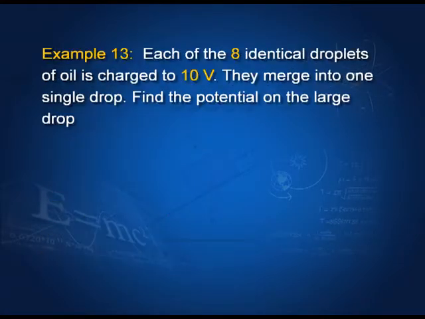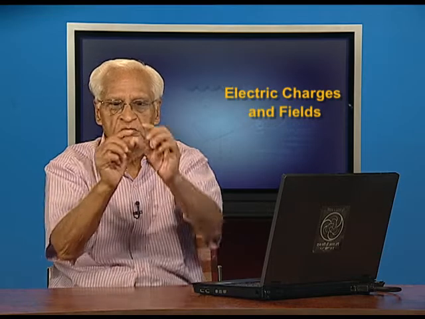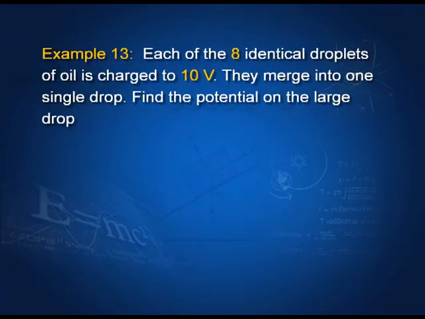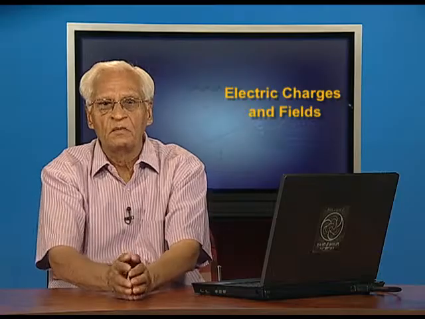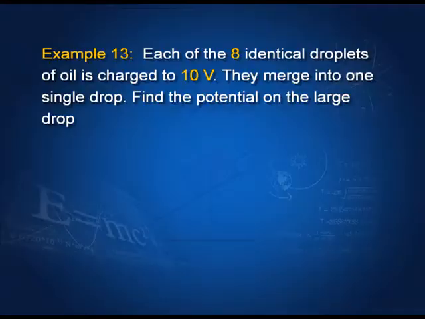Now, we have another variation. Each of the 8 identical droplets of oil is charged to 10 volts. They merge into one single drop. Find the potential on the large drop. So, we have 8 small drops, they merge and they form a big drop. So, we have to find the potential of the large drop. The potential on the small drops is 10 volts each.